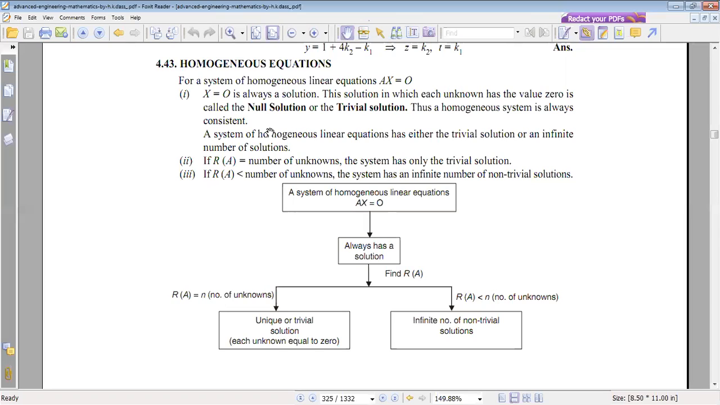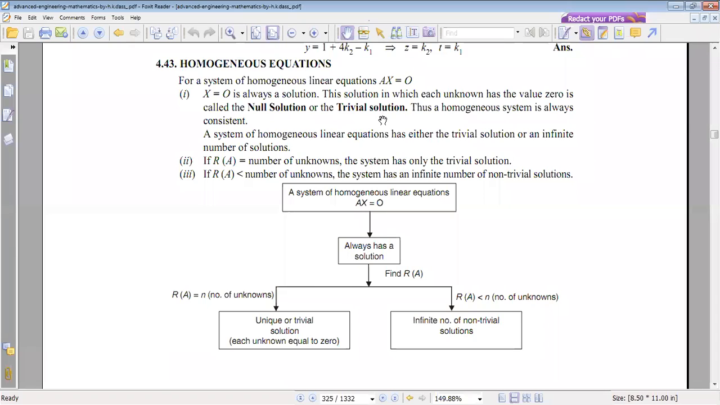This solution is called the null solution or trivial solution. That means if you get x equal to 0, y equal to 0 and z equal to 0, this solution is called the null solution. All of you know null means what? Empty. Since it is 0, that's why it is called null. It is called the null solution or trivial solution.